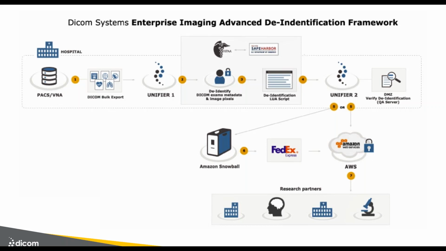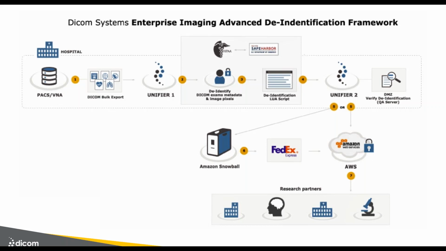Each one of these projects is very customized to the needs of the institution and the data consumer at the end. So once the secondary QA process is completed, if for some reason a study fails, it gets sent back to Unifier 1 for reprocessing. If it is clean and it looks good, it passes.